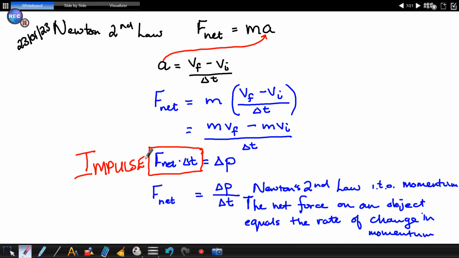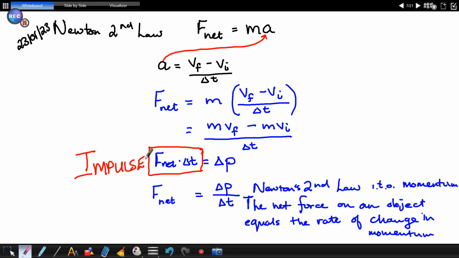So the quantity of impulse would be equal to the quantity of change in momentum. Impulse is that thing that is in the block. Okay? It's a new thing. That amount, that product between time and net force is called impulse. And the amount of impulse would be equal to the amount of change in momentum.